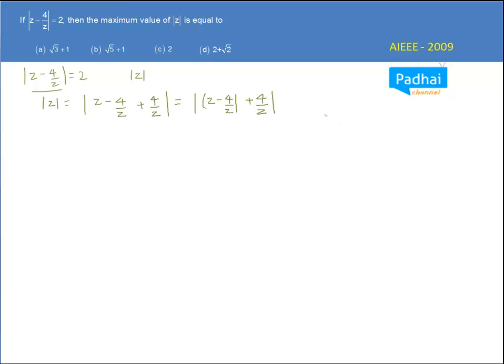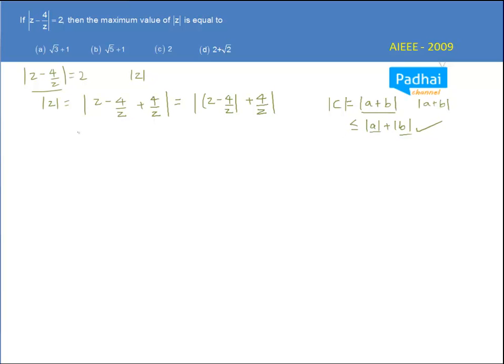Now I'll use a property of modulus: if c is equal to a plus b, then taking modulus of individual a and b, mod c will always be less than or equal to mod a plus mod b. This is very obvious. Most students must remember this property, and those who do not can put in values of a and b, one negative and one positive, to understand the concept.